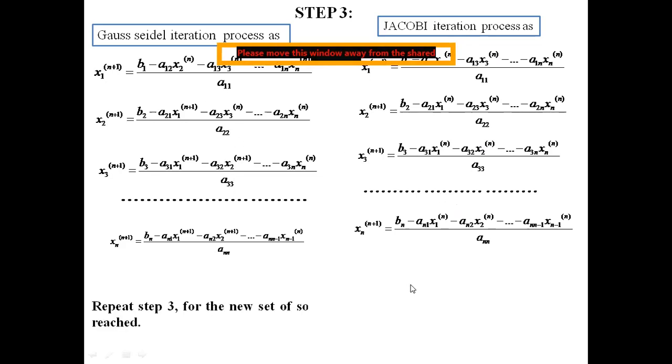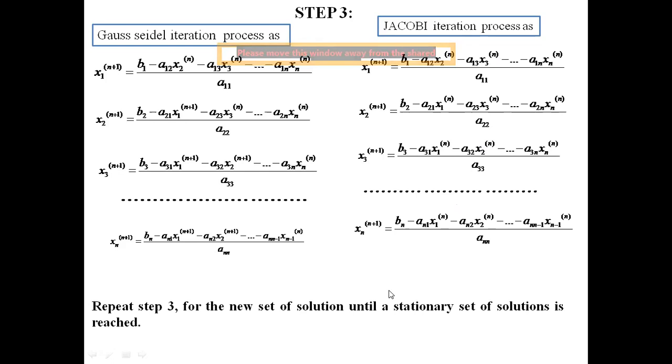And how many iterations are to be carried out? That depends on the answer obtained. If you continue like that, if the exact answer is obtained, then what happens? In the next iteration, the same answer will be repeated. So once you get the same answer or very close answers in two consecutive iterations, you can stop the process. So that is the Gauss-Seidel method and the Jacobi method. So both the methods have been explained simultaneously.